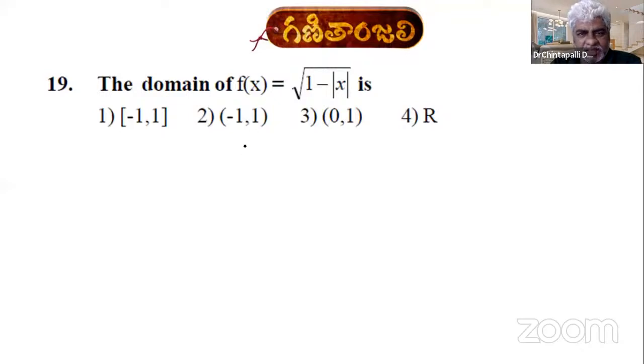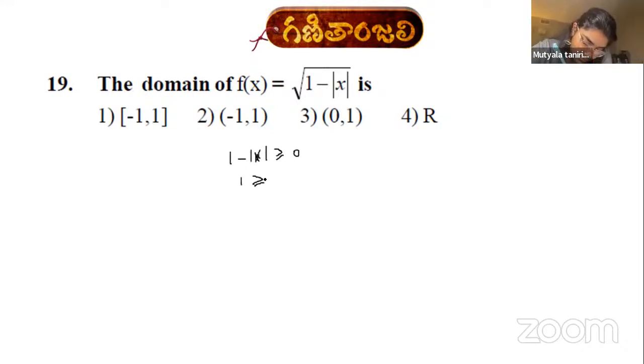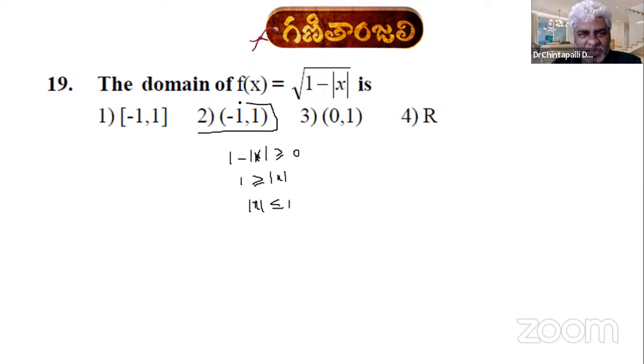Yeah, see, the second point: 1 minus mod x must be greater than or equal to 0, right? Yes. That means 1 is greater than or equal to mod x. Yes, you are right. Very good. Mod x must be less than or equal to 1. For this, option 2 is correct.